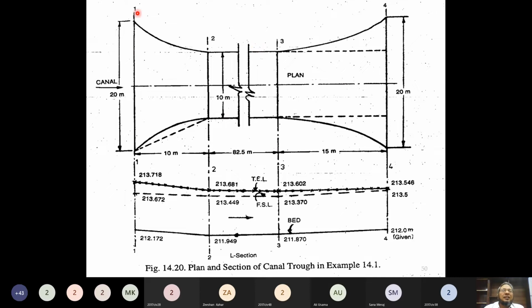And what about the total energy level at section 1.1? Should it be higher than at section 2.2? Yes, it should be. So if I know the level of the total energy lines, then I can easily determine the bed levels at these sections. Now my question is, if I know the reduced level of the total energy line at section 4, how can I compute the reduced level of total energy line at section 3? Wo main kaise nikalunga?